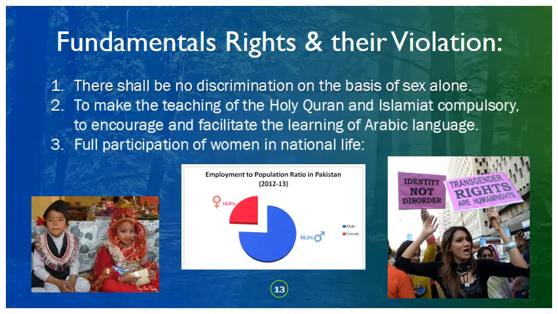There is a main thing that there shall be no discrimination on the basis of sex alone. But in our country, women are much less employed than men. That's why feminism and women empowerment have arisen so much in the recent era. As you can see here, the employment-to-population ratio in Pakistan in 2012 and 2013 was only 18.8% women employed, compared to 58.2% of men, and they were having good wages.